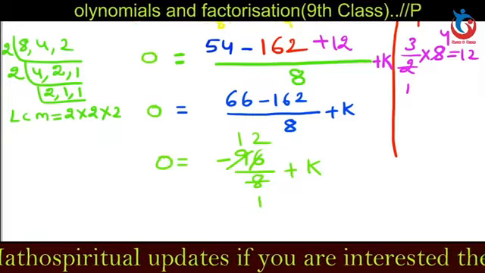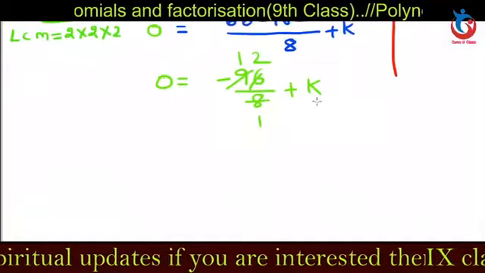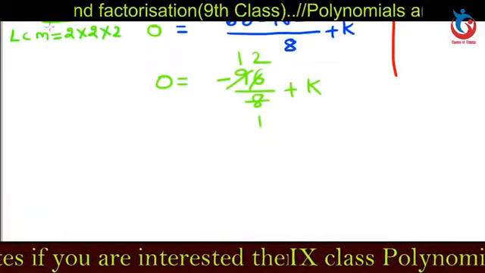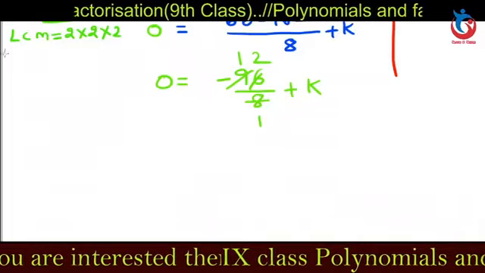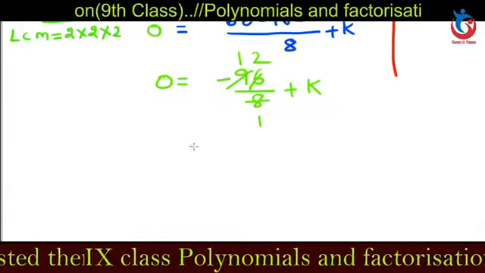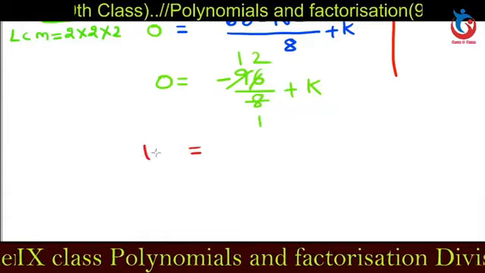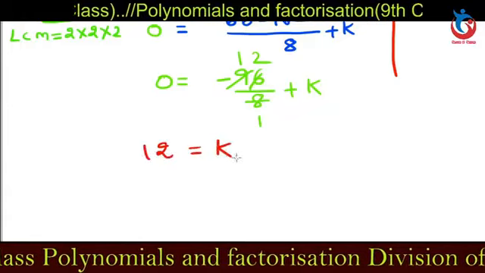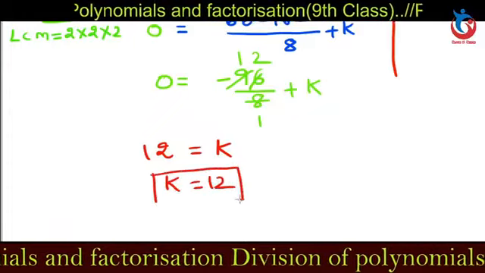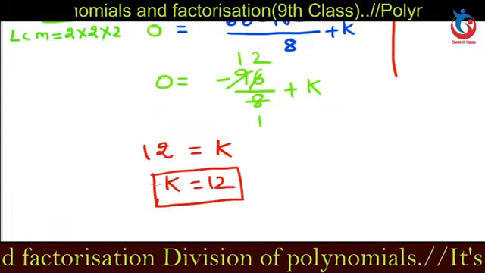So write the zero. And to find the value of k, just send all the terms which are beside k to the other side. So I will send minus 12 to the other side, it will become 12. 12 is equal to k. It will be written as k is equal to 12. So like this we have to find.